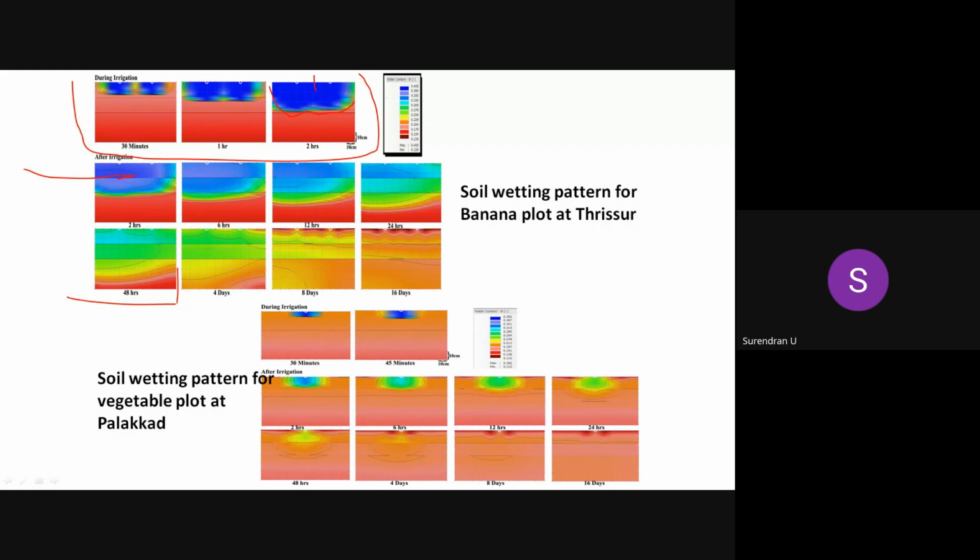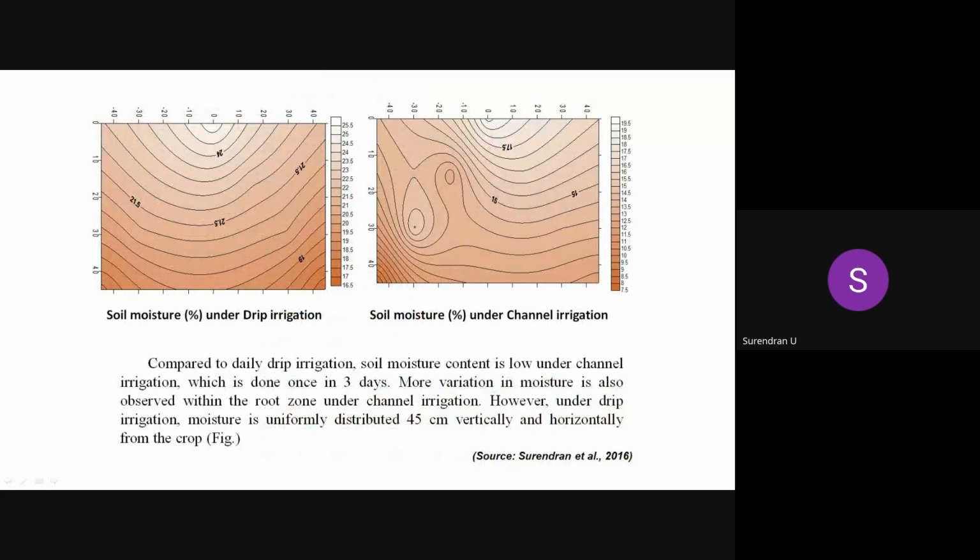So what we will be giving the farmer is, you need to irrigate for 2 hours at 3 days intervals, or 4 days intervals, or 2 days intervals, like that. Similarly, this is another example for a vegetable plot. Here they have to irrigate daily. So like that, the schedule at what time they have to operate has been given to them.